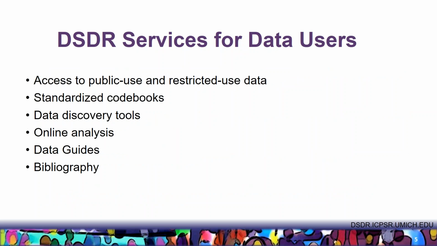So here are some of the services that DSDR offers for our users. We provide access to public use and restricted use data. We provide codebooks, as I said, data discovery tools. Online analysis is becoming a much larger thing. We keep improving our online analysis capability. Data guides to help researchers get over humps with data. And a first-rate bibliography. We believe research builds on research, and that knowing what other people have done with data is vital. So our bibliography is first-rate, and we have expert librarians who work on that.